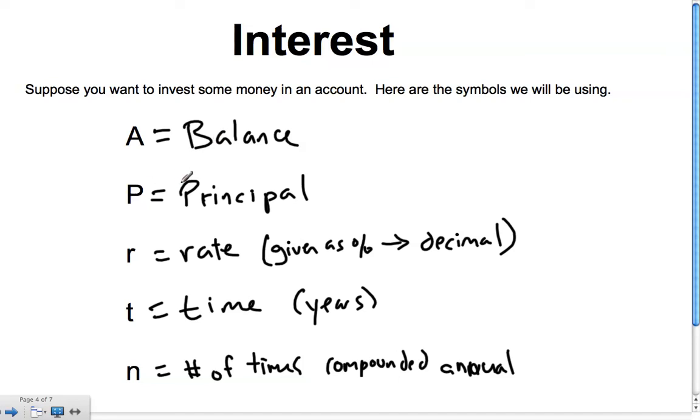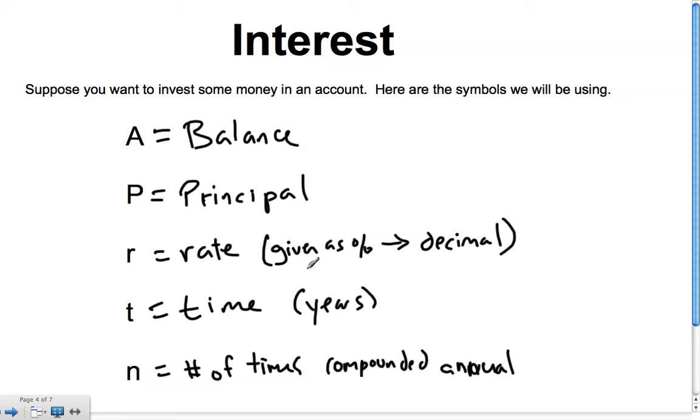Now that's how much you've initially put in there. This is assuming you take, say, $5,000, put it into a bank account, don't touch it, and then let it grow. That $5,000 is your principal, and your balance is how much is in there at any given point in time. R is the rate at which you're earning interest.